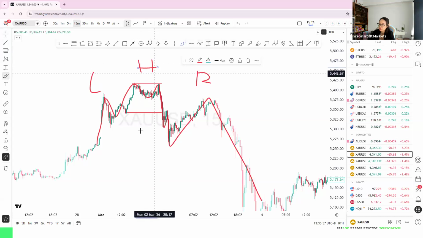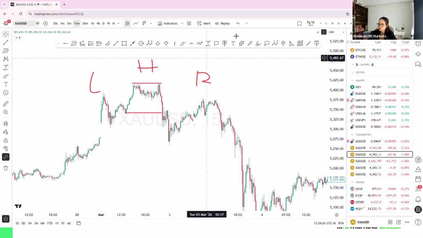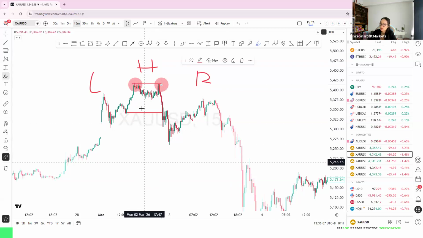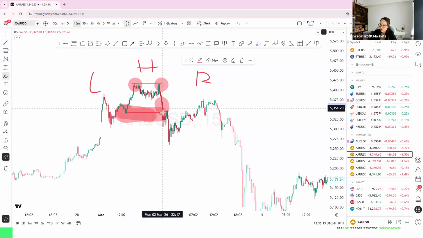Okay, this is the head. So in this one, some of you will say, okay, can I consider the double top? Yes. On the double top, we also see confirmation that price had closed below this level, with a very strong body here, right? With this strong body.